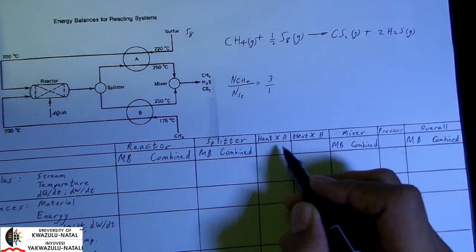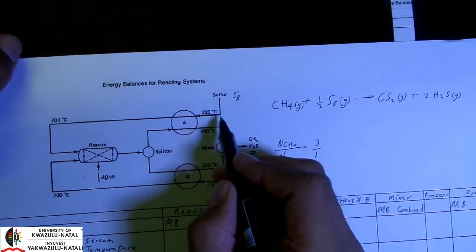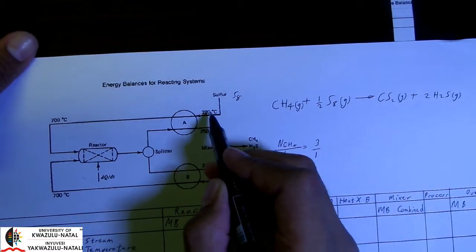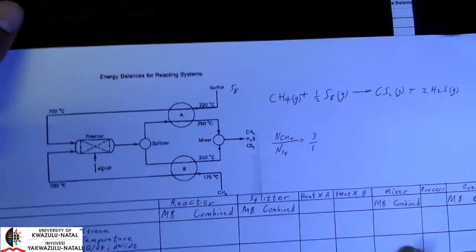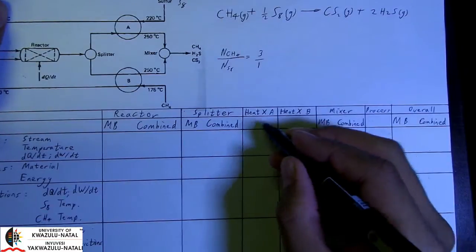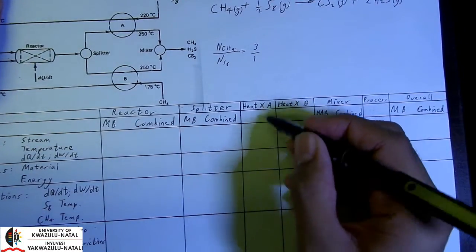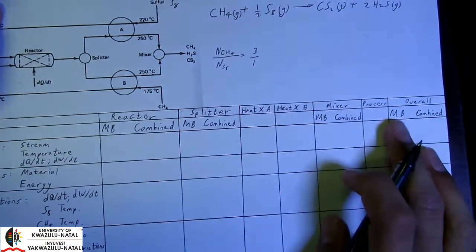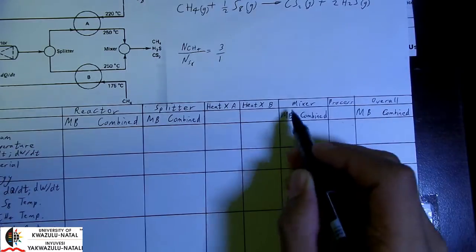Now with heat exchangers A and B, we simply have streams exchanging heat. So there is no material balancing that happens. So we only have a combined balance here with certain elements of material balancing and energy balancing. Okay, and the same with heat exchanger B, of course.